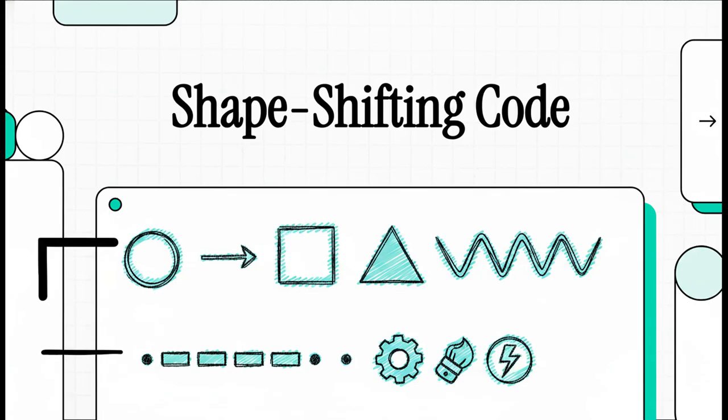Hey everyone, welcome to this explainer on polymorphism. We're going to decode exactly how a single line of code can dynamically adapt to do, well, 100 different things.